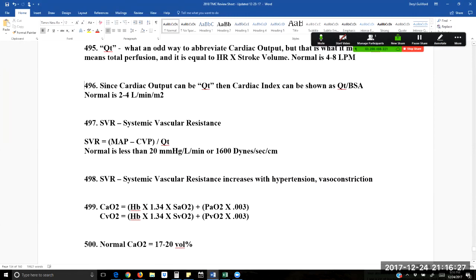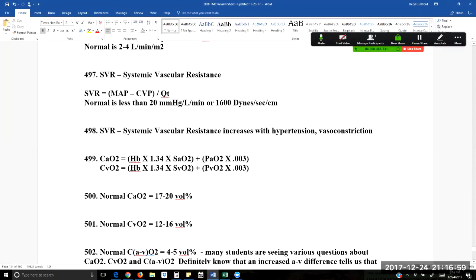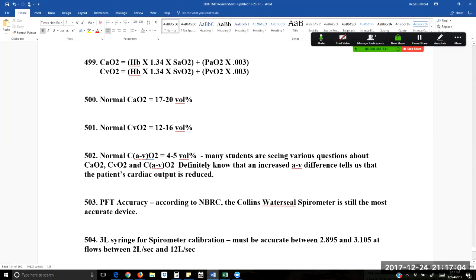Systemic vascular resistance, SVR, is calculated as MAP, mean arterial pressure, minus CVP divided by QT, which is cardiac output. MAP minus CVP divided by QT. Normally it's less than 20 millimeters of mercury per liter per minute, or 1,600 dynes per second per centimeter. You can always take the millimeters of mercury per liter per minute, multiply by 80 to get the dynes. 498, systemic vascular resistance. What increases it? Hypertension and vasoconstriction.